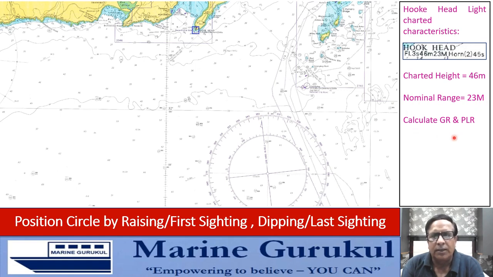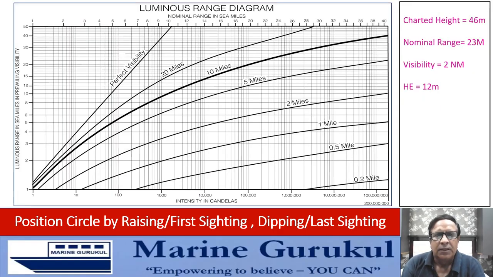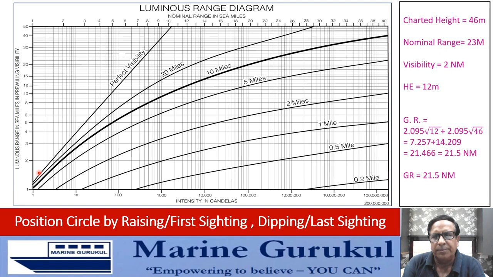Now we learn to calculate the GR and PLR. If you come to this part of it, we have this information out here. This is the luminous range diagram. So we calculate GR and PLR. Now GR is equal to 2.095 square root of height of eye, which is 12 meters, plus 2.095 square root of 46, which is the charted height, and we get a GR of 21.5 nautical miles.